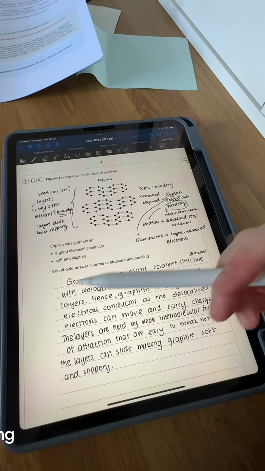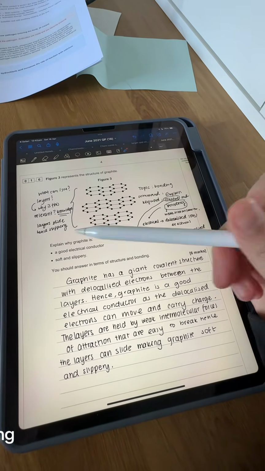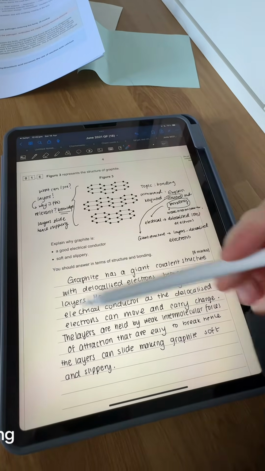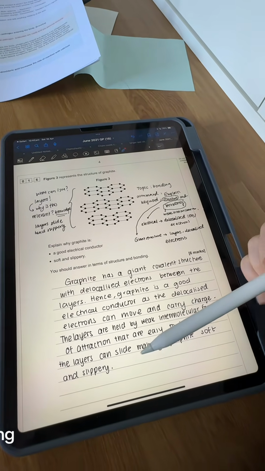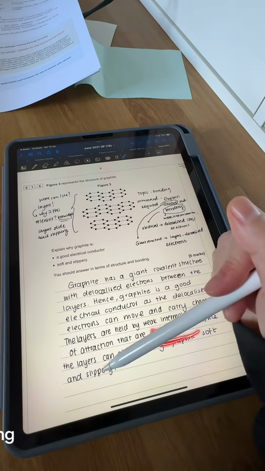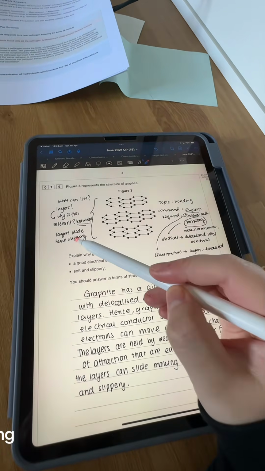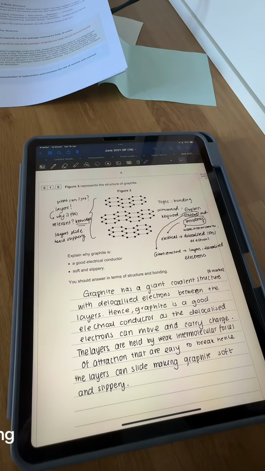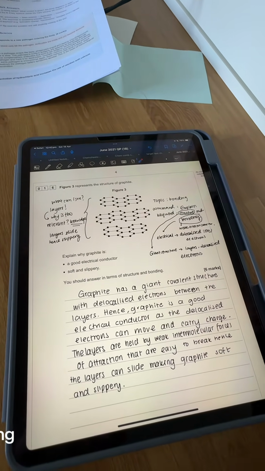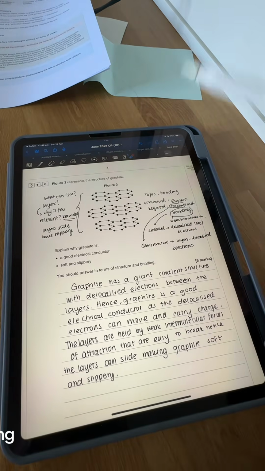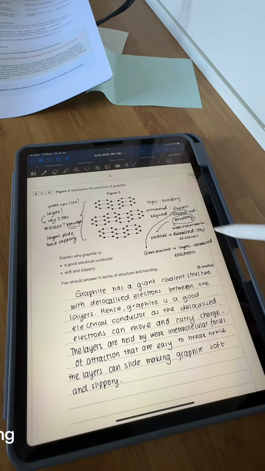You can see here exactly how I'm applying my command words because I specifically said the words again. I said making graphite soft and slippery. I didn't just end it over here like most students would, because that means you're not linking it back to the question. The keyword explain must mean that you are required to link the answer back to the question itself. Do that and you will get quality marks and all of the 6 marks.